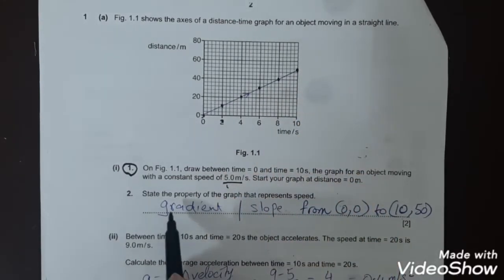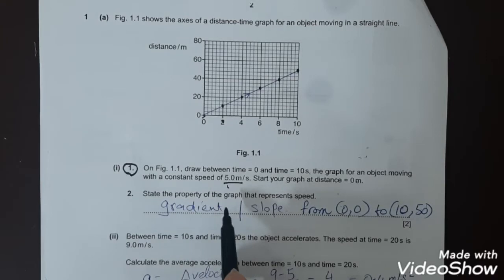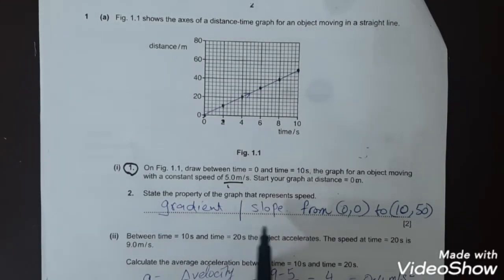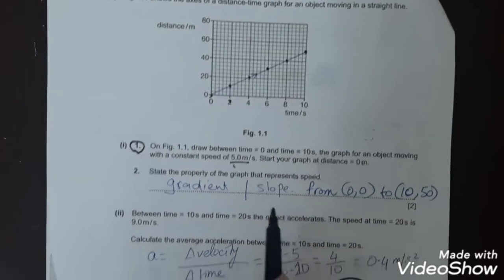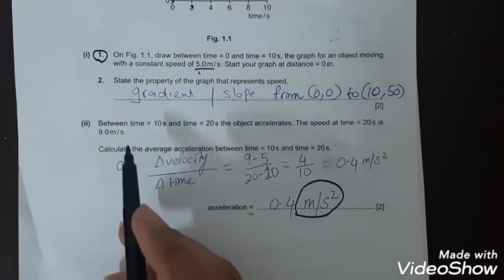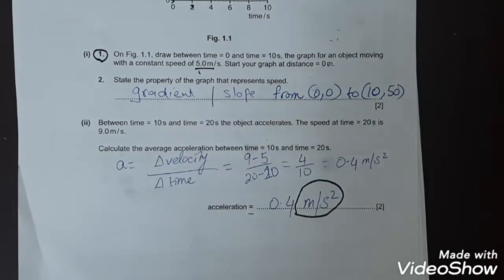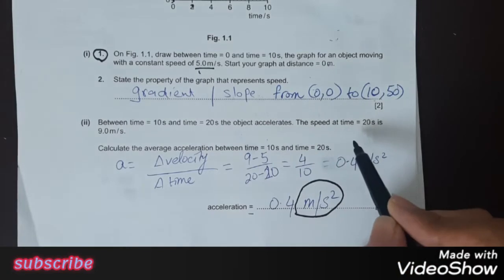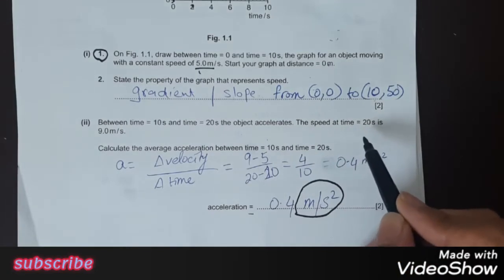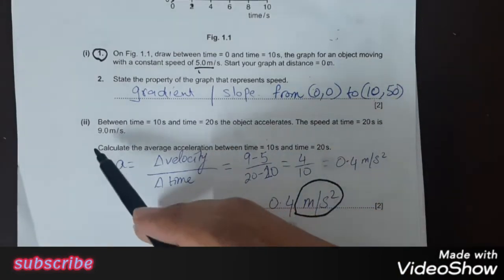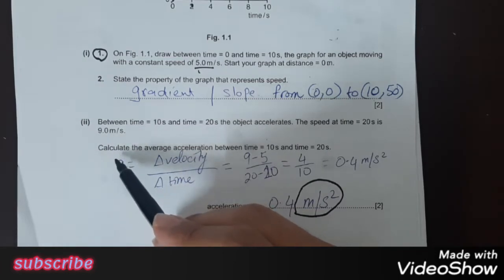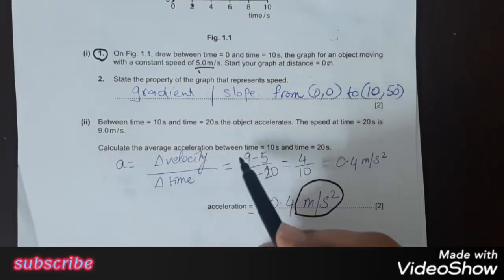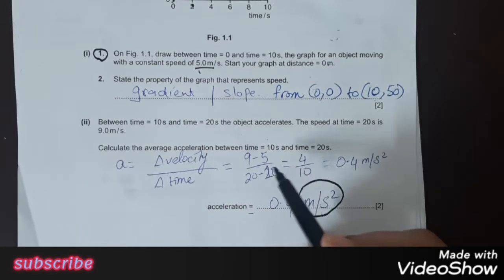Then part 2 states: state the property of the graph that represents the speed. It is the gradient or slope from 0,0 to 10,50. Then part 2 states: between time is equal to 10 seconds and 20 seconds the object accelerates. The speed at time 20 seconds is 9 meters per second. Calculate the average acceleration between time 10 seconds and time 20 seconds.